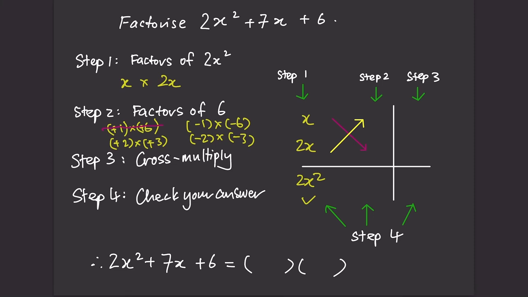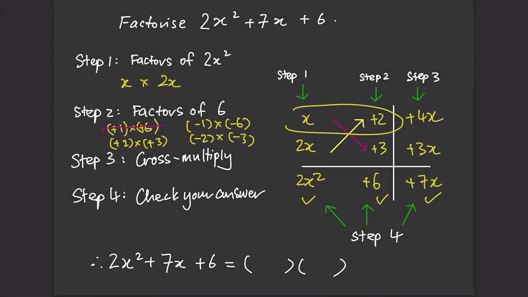Okay, so then I'm going to try +2 and +3 and hope that is correct. So this is going to give me +2x multiplied with +2 is going to give me +4x. +x multiplied with +3 is going to give me +3x. And as I would expect, this becomes +7x. This is +6. All are good, and we can conclude that this and this are our linear factors for the expression that we want to factorize. So that's actually x plus 2 and 2x plus 3.